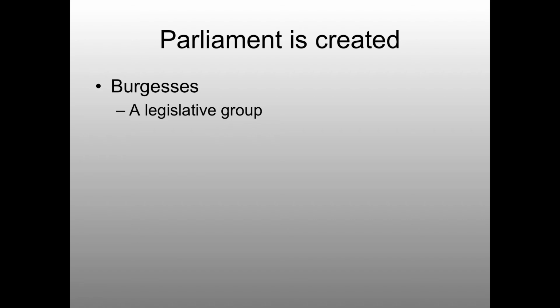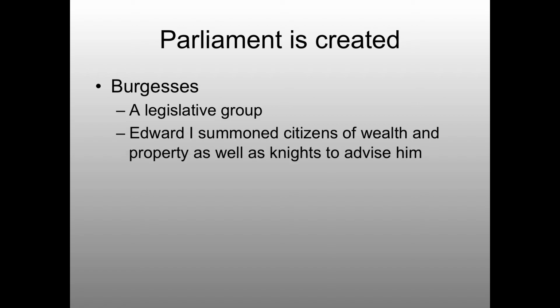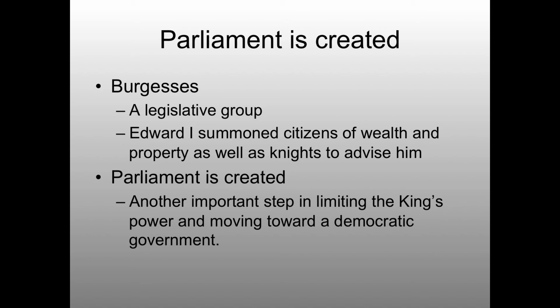Parliament is going to be ruled by what is called the Burgesses. The Burgesses is a legislative group. So Edward I is going to summon citizens of wealth and property, which are known as the Burgesses. So he's going to summon the Burgesses as well as these knights to advise him in matters. He feels like if he allows these people to advise him, that they will be more willing to pay these taxes. Parliament is created out of this, which is another step in limiting the king's power.